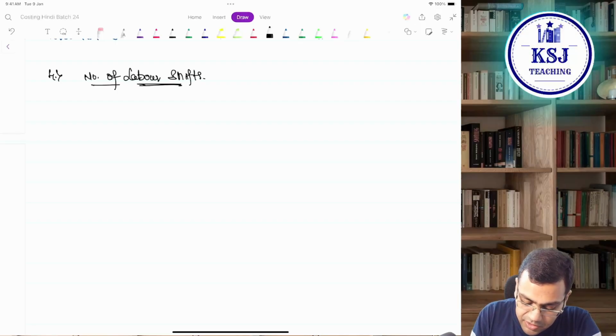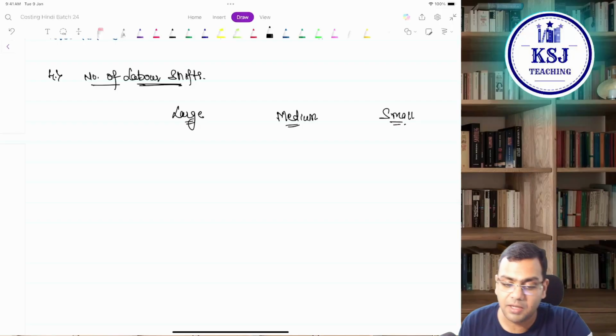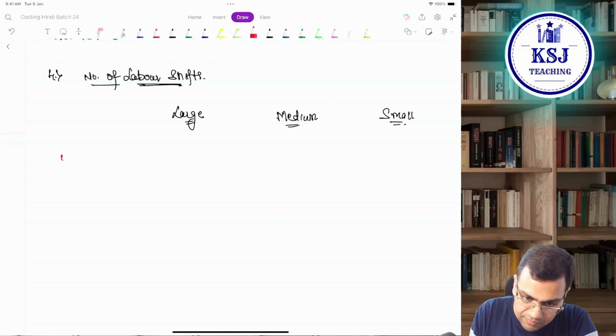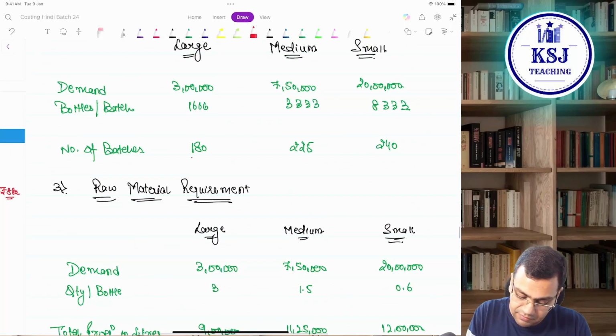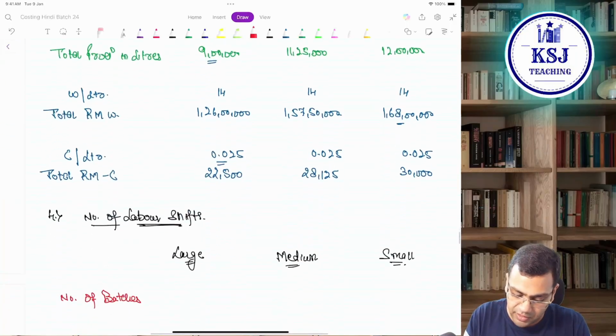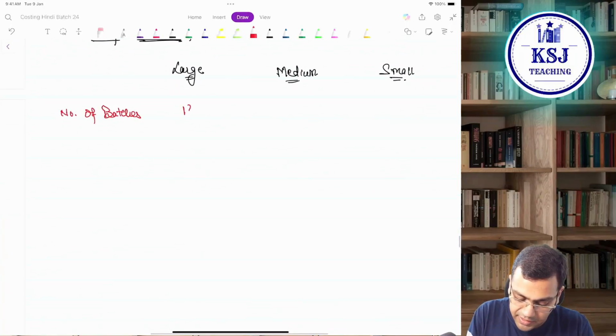Okay, number of labor shifts. So we have large, medium, and small. Now, it will depend upon the number of batches that they want to run. So first we'll have number of batches. Number of batches we have calculated here: this 180, 225 and 240. For large 180, for this 225, and for this one it is 240, right?